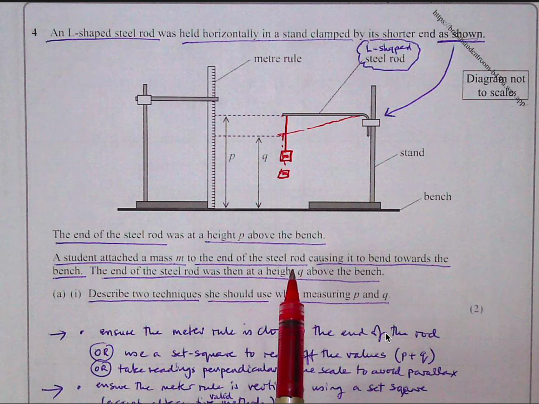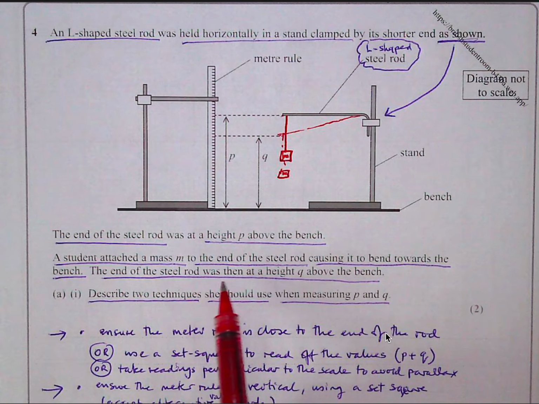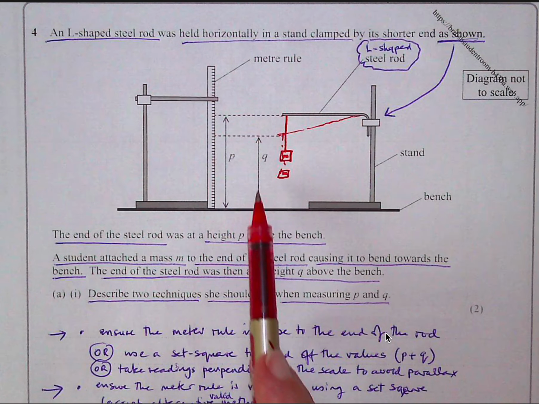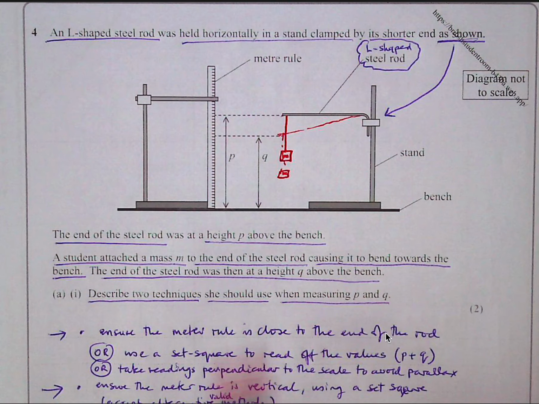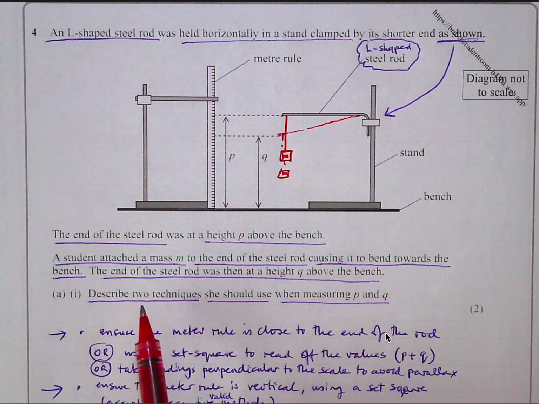Causing it to bend towards the bench, the end of the steel rod was then at a height Q above the bench, as I mentioned. So you've got the two heights. They want you to describe two techniques the student should use when measuring P and Q.